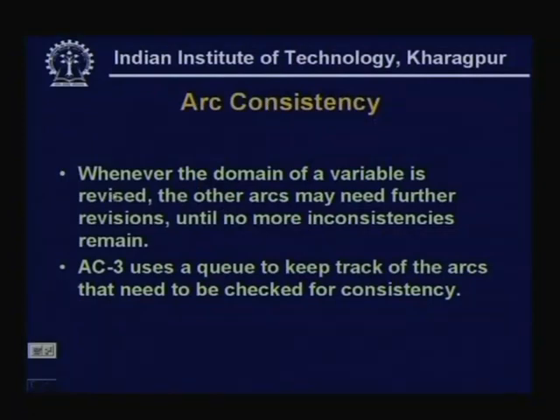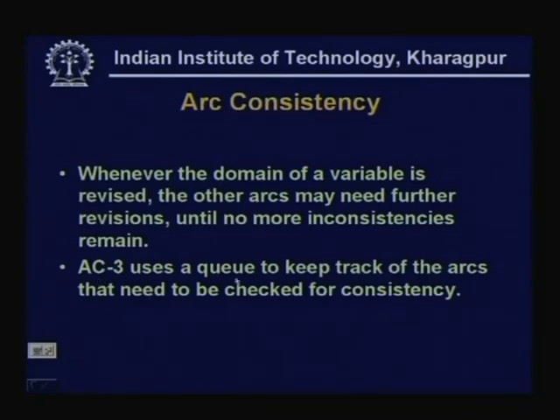This is the arc consistency algorithm, and we can backtrack when we detect that there are variables which do not have domains which are consistent together because of the constraints between those variables. So, this is the idea of arc consistency. Whenever the domain of a variable is revised, the other arcs may need further revisions until no more inconsistencies remain. Now, one implementation of the arc consistency algorithm is the AC3 algorithm.